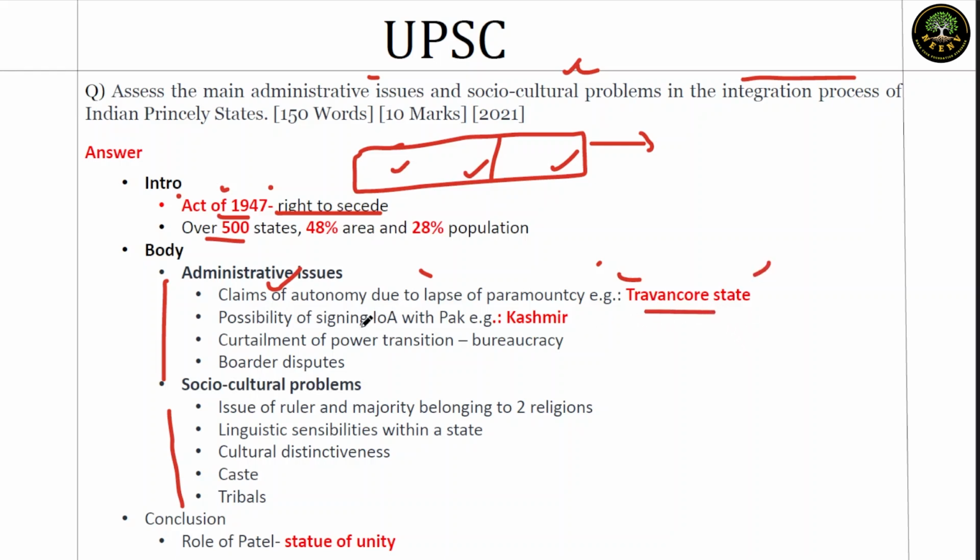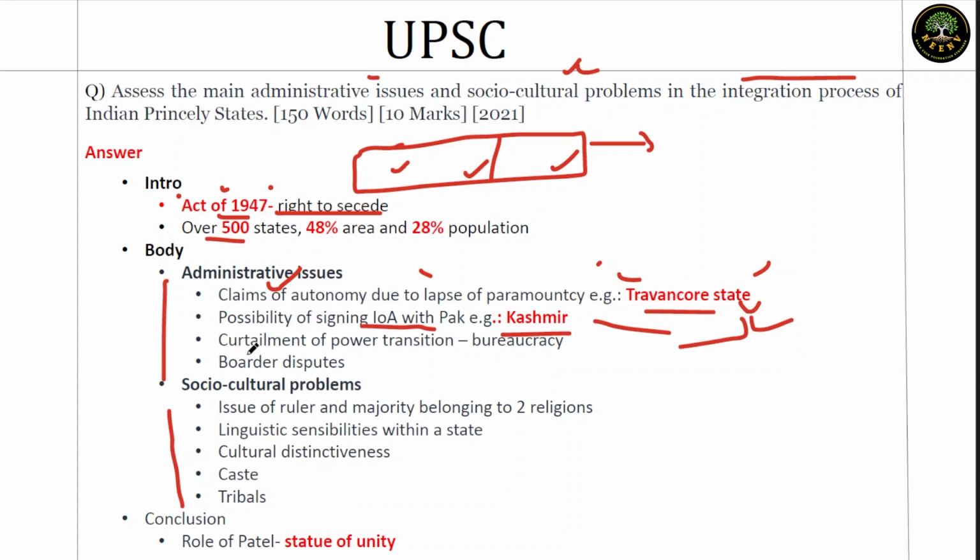Second, the possibility of signing the instrument of accession with Pakistan. So this issue was visible in Kashmir. The ruler was Hari Singh. He had the option of joining Pakistan, India, or remaining independent, just like any other state. But the possibility of joining Pakistan was also high because they are sharing the boundaries.